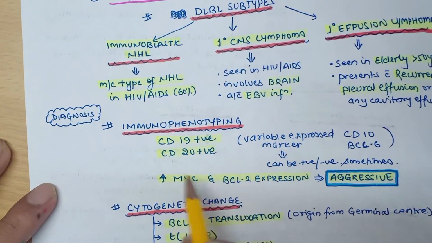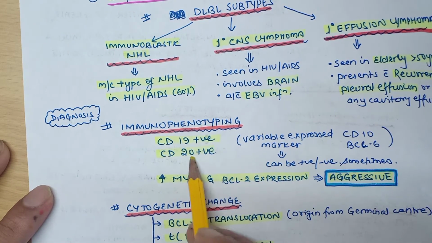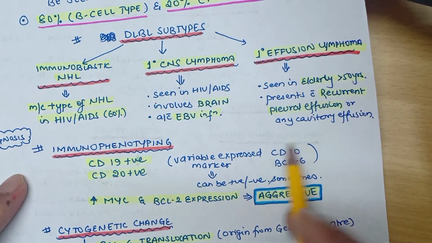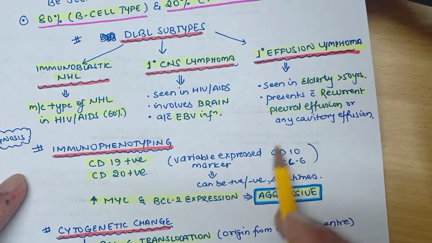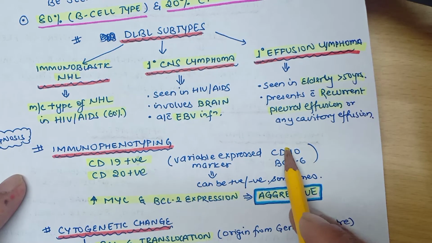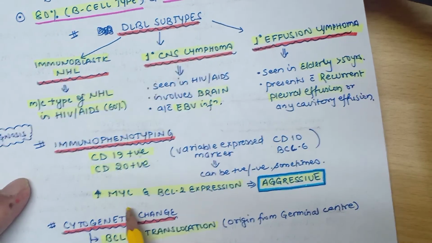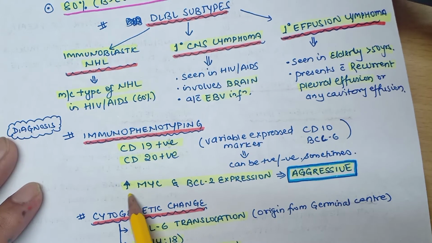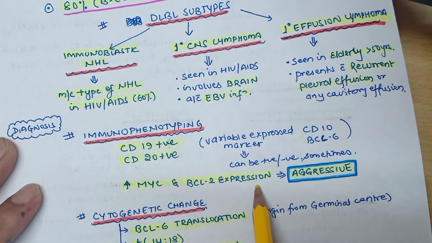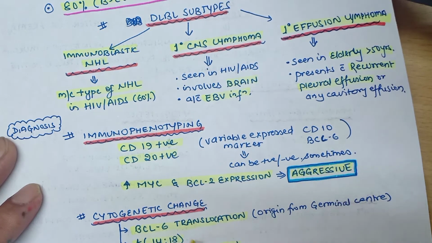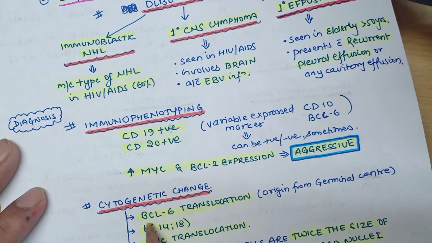Markers CD19 and CD20 are both positive. CD10 and BCL6 are variable markers which may or may not be positive. There is an increase in MYC and BCL2 expression, which gives an aggressive form. There are three cytogenetic changes: BCL6 translocation, translocation 14 to 18, and MYC translocation.